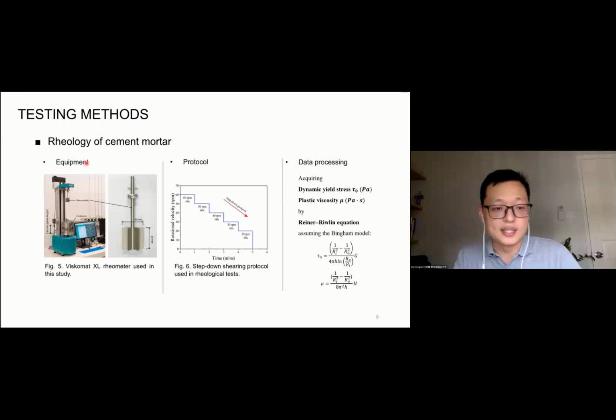We use this viscometer, the rheometer, to determine the fresh properties of the cement ink, including the dynamic yield stress as well as the viscosity. The relevant equations are listed here. We are trying to use this step-down shearing protocol to test the rheology performance.